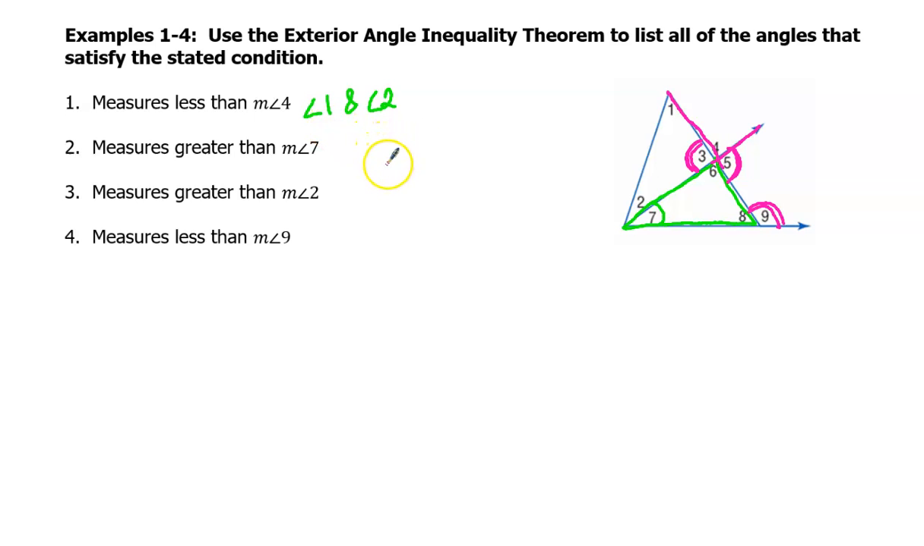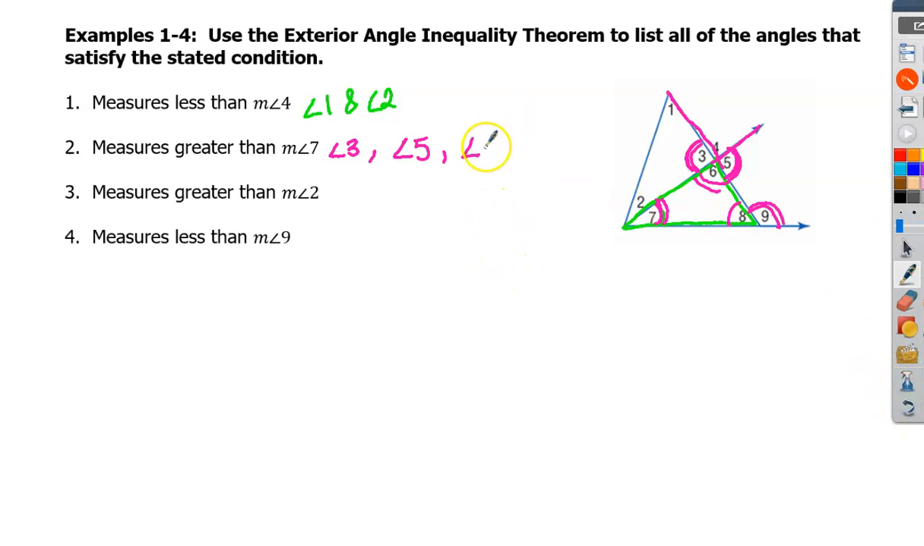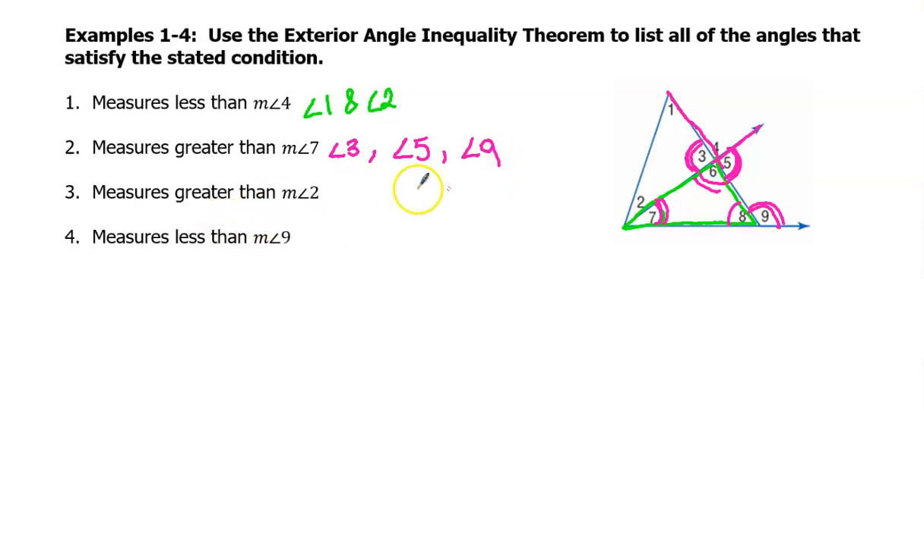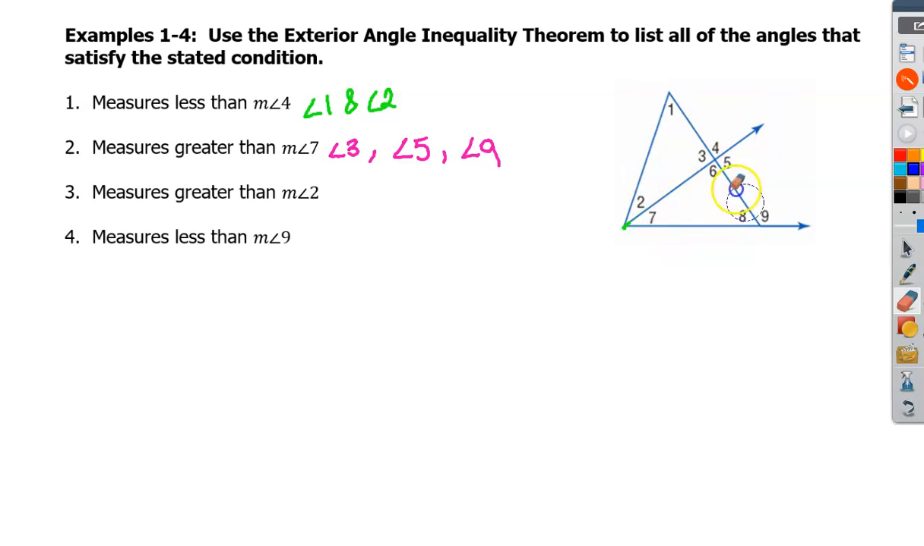Now, I just need to identify if 7 is a remote interior angle compared to those ones. If I look at angle 3, the two remote angles of angle 3 are 7 and 8. So 3 is one. Next, let's look at angle 5. Angle 5 is right here. The two remote angles of that are 7 and 8 again. So angle 5 is one. And last is angle 9. Angle 9, the two remote angles of that one are 7 and 6. Those are all greater than angle 7. Great.